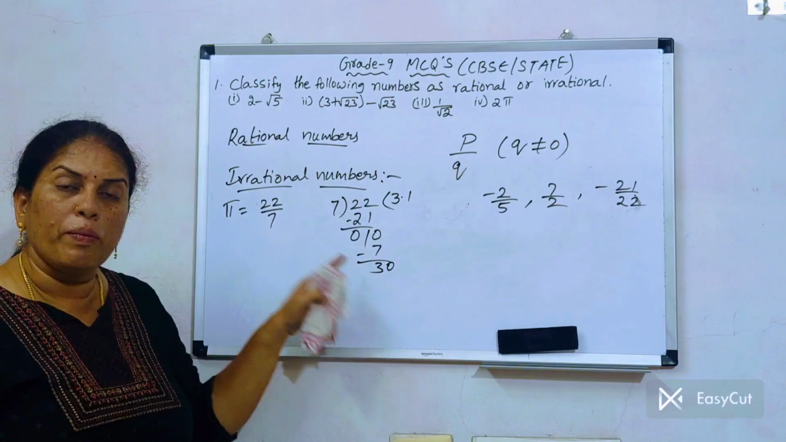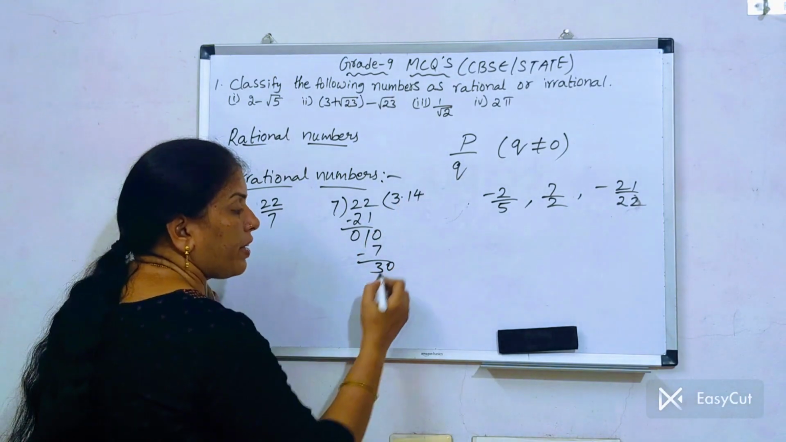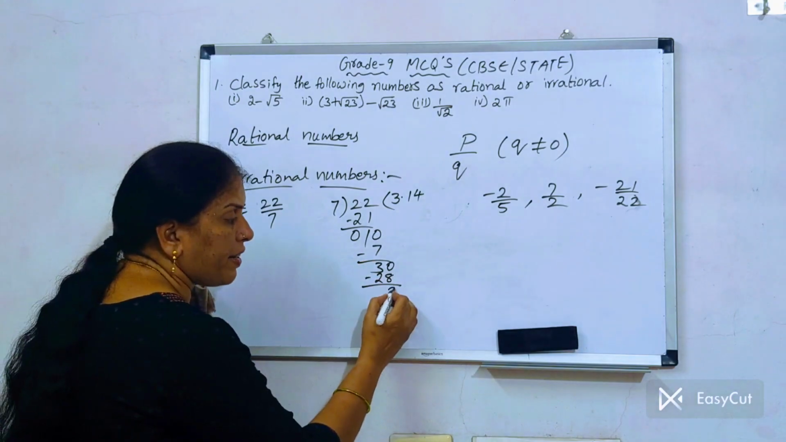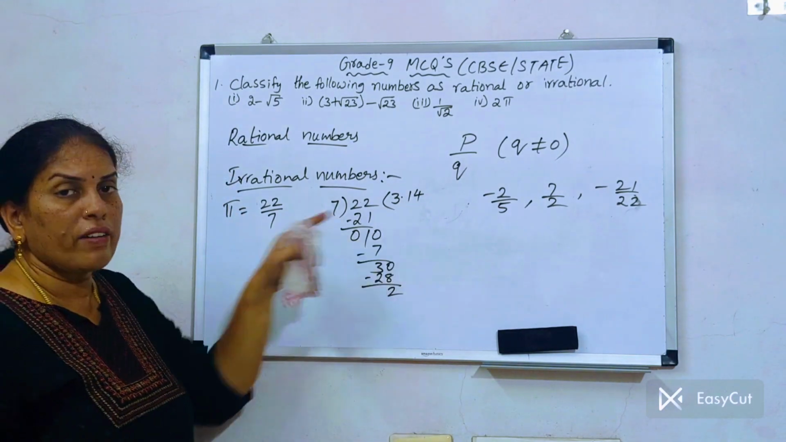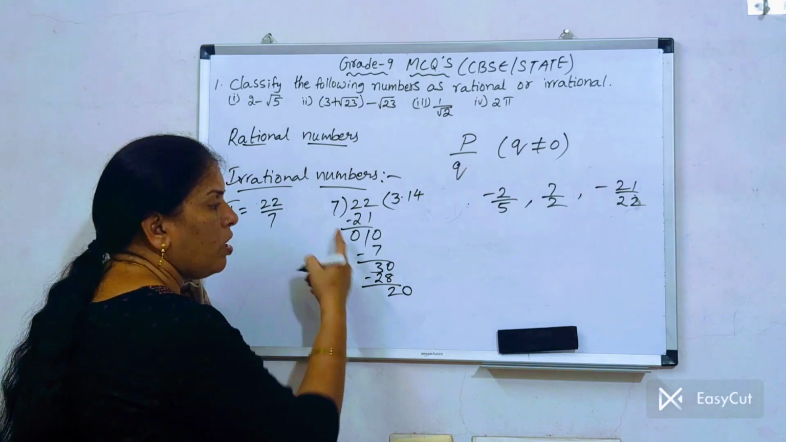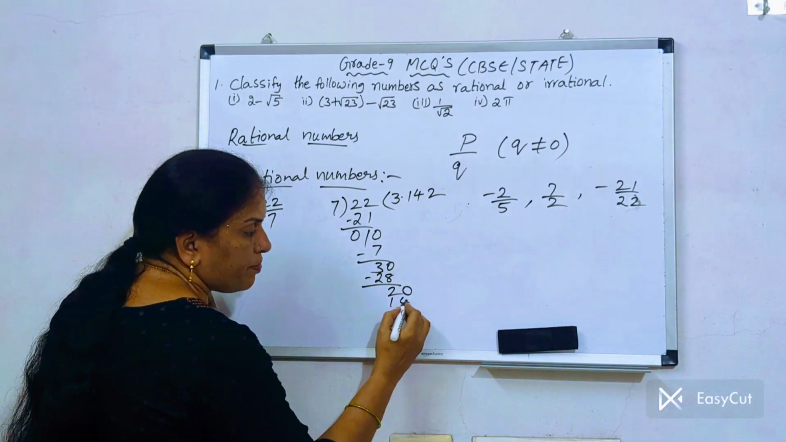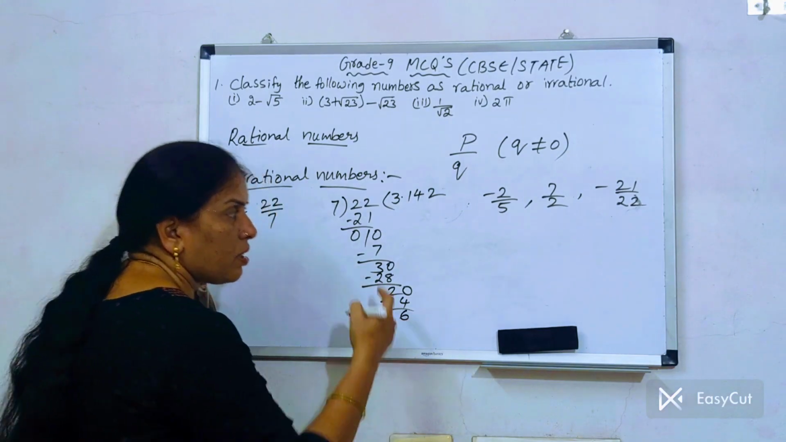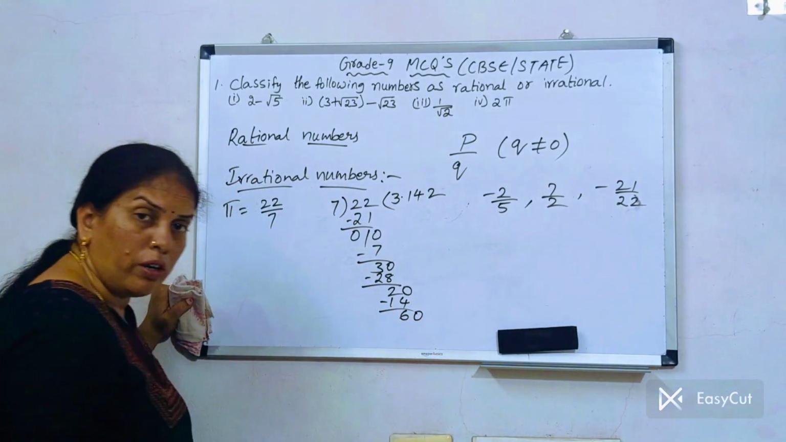7 table, 30, how many times does it divide? 7 fours are 28. Subtract. 30 minus 28 is 2. Point is there, we can take 10. So 7 twos are 14. Again subtract. 20 minus 14 is 6.